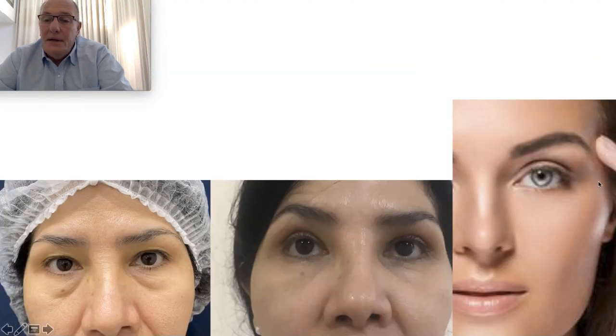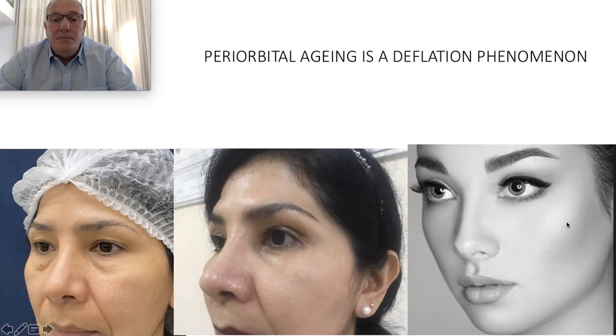And if you compare with a beautiful periorbital area, you can see a good position of the tail of the eyebrow and a voluminization of the malar area. The majority of patients do not understand the importance of malar volumization in the process of rejuvenation. You can see here, and this result is more comparable with this young and beautiful patient.